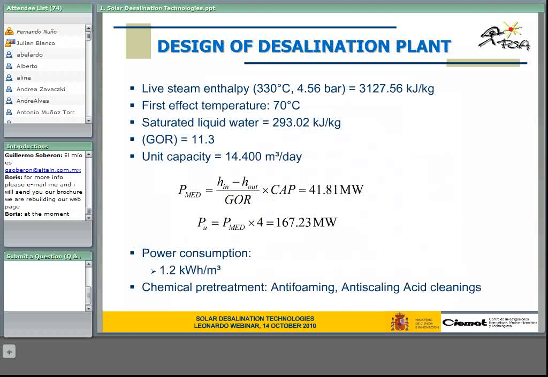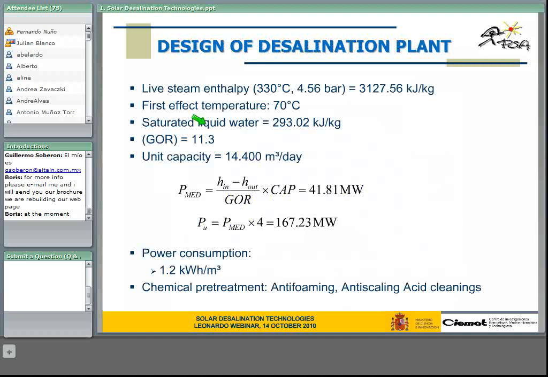okay, we have to first make the calculation. I mean, if we want to supply steam at 4.56 bar and 330 Celsius, this means that the enthalpy of this steam is 3,127.56 kilojoules per kilogram. The temperature of the first cell will be 70 Celsius, so that means that the saturated water at this temperature will have this enthalpy, 293 kilojoules per kilogram.